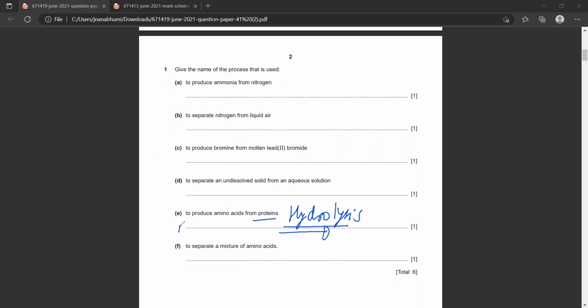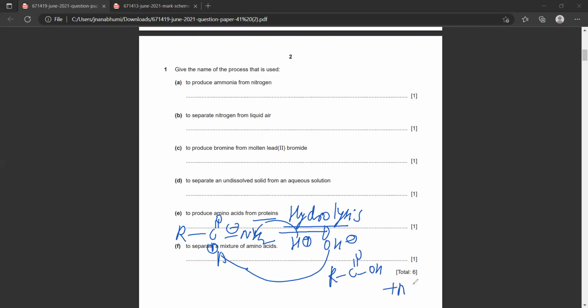Protein is represented by R C double bond O NH2. When we do hydrolysis, it will be H plus and OH minus. This is the minus, this is plus. So plus will attract the OH group, and H will come here. It will produce R C double bond O OH and NH3 will come out. So this is your amino acid. So we use the hydrolysis process, so the answer will be hydrolysis.